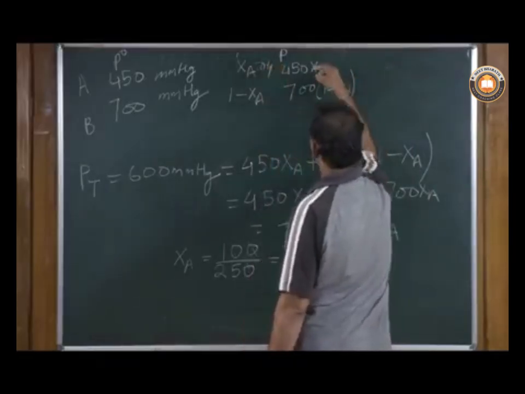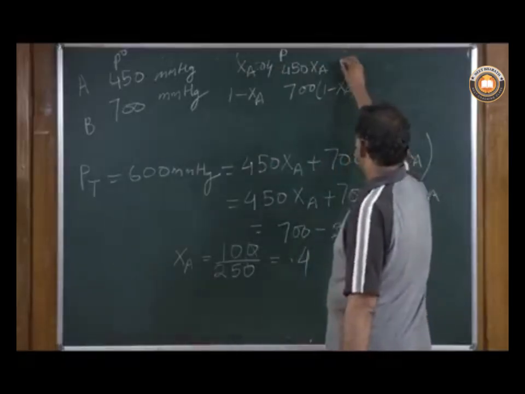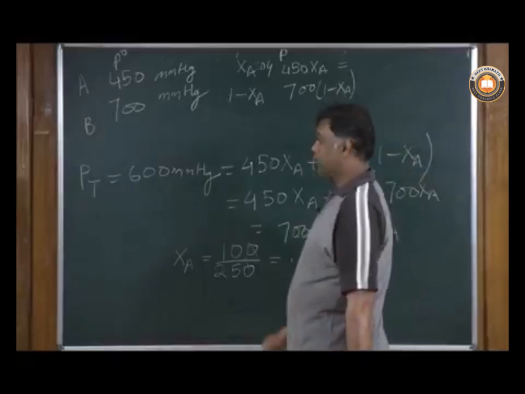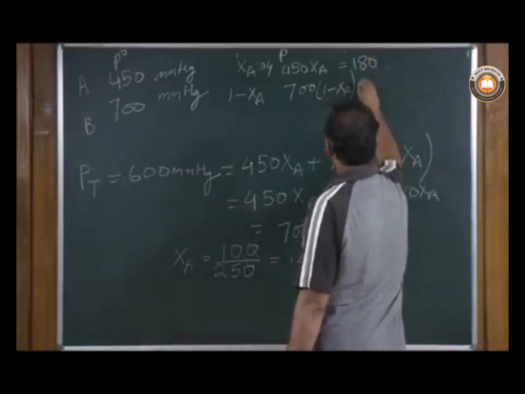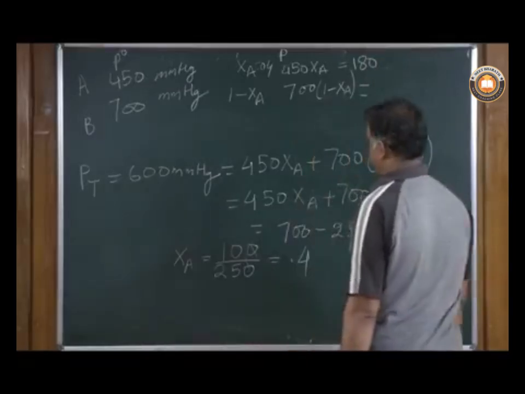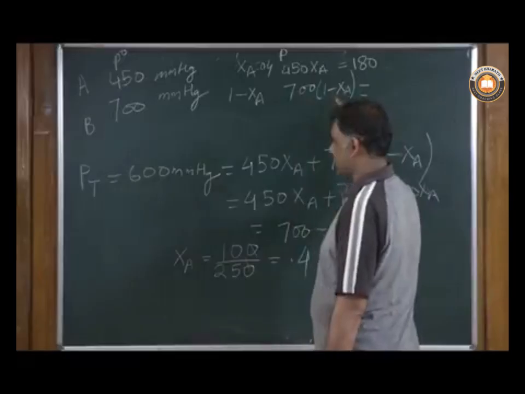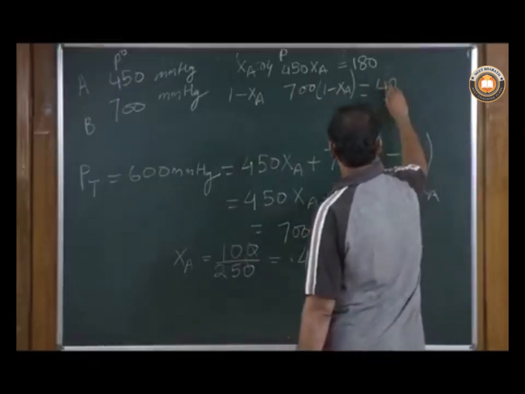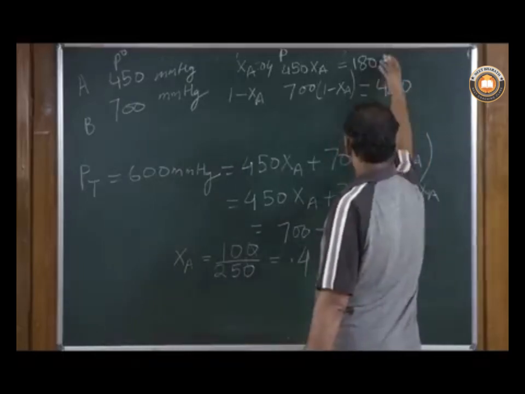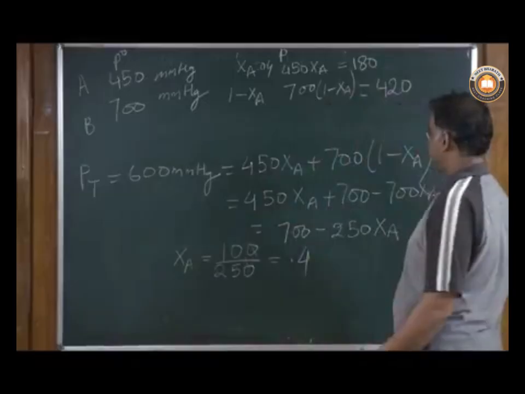So, the partial pressure of A is going to be simply 450 into 0.4, that is going to be 180, and the partial pressure of B is going to be 700 multiplied by 1 minus X_A, that is 0.6. So, it is going to be 420. So, we can check the total pressure is 180 plus 420, that is 600 millimeter Hg.